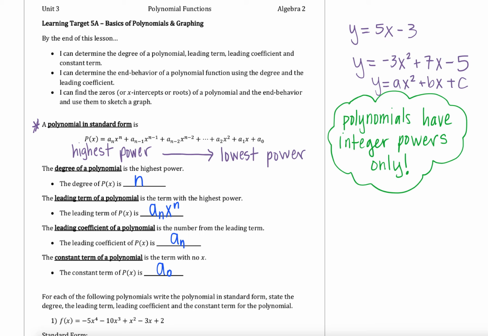We have p of x equals a sub n times x to the n plus a sub n minus 1 times x to the n minus 1 plus a sub n minus 2 times x to the n minus 2 power plus this dot dot dot represents everything in between that we could keep writing. So that n minus 3 power, the n minus 4, n minus 5, all the way down to we get to the x squared term, which would be that a sub 2 x squared plus a sub 1 times x plus our constant term here. We're going to represent that with a sub 0.